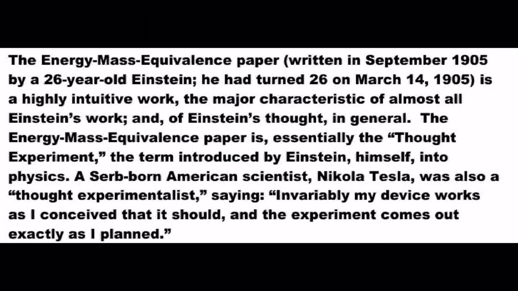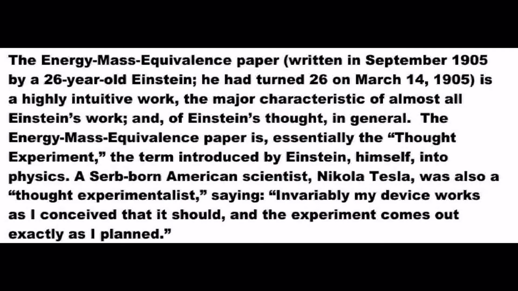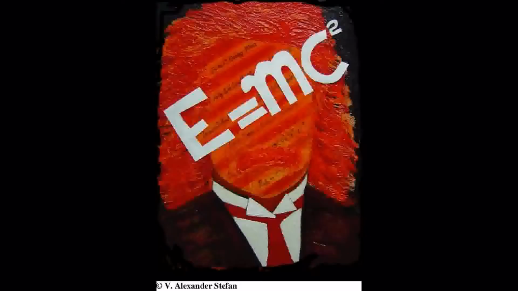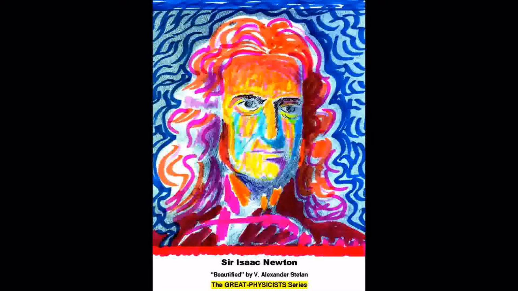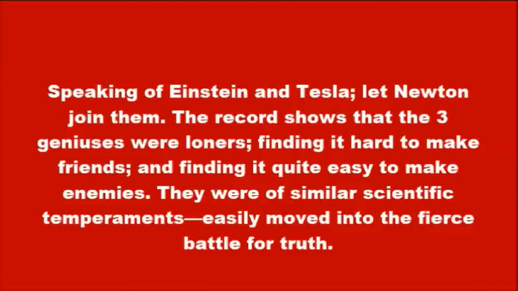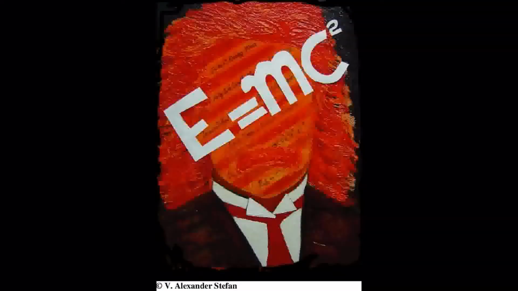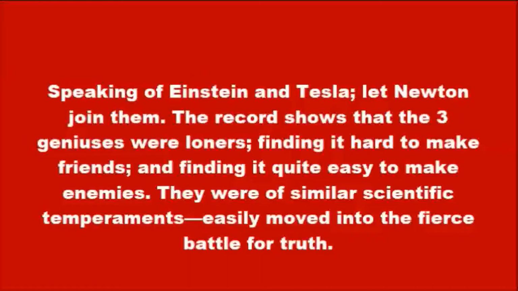A celebrated Serb-born American scientist, Nikola Tesla, was also a thought experimentalist, saying, "Invariably my device works as I conceive that it should. And the experiment comes out exactly as I planned." Newton, Tesla, Einstein. The Gospel of the Achievers. Speaking of Einstein and Tesla, let Newton join them. The record shows that the 3 geniuses were loners, finding it hard to make friends, and finding it quite easy to make enemies. They were of similar scientific temperaments, easily moved into the fierce battle for truth.